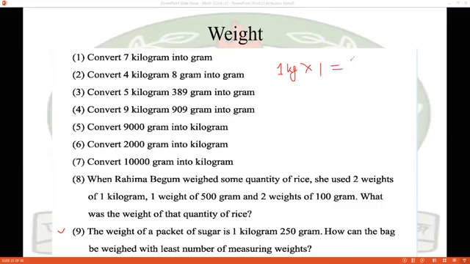It will be 1 kg, equal to 1000 gram. Then 250 grams remain. There is no 250 gram weight, so we have to choose at first a 200 gram weight.